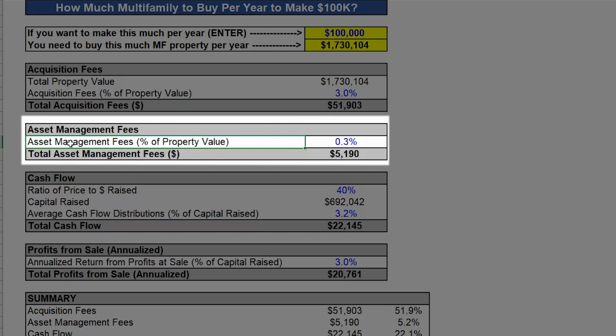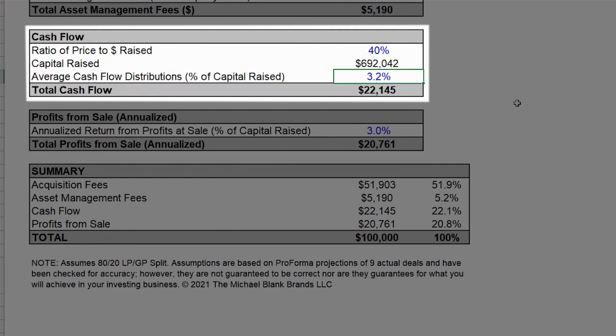Now look at the asset management fees. We have found that the asset management fees are 0.3% of the property value. Again, this is not on a per unit basis, not very meaningful. This comes from looking at about 10 of our properties and looking at the pro formas of that. The median, very tightly around the asset management fees, which are tied towards the rent that we collect, is 0.3% of the property value per year. So that's $5,200.